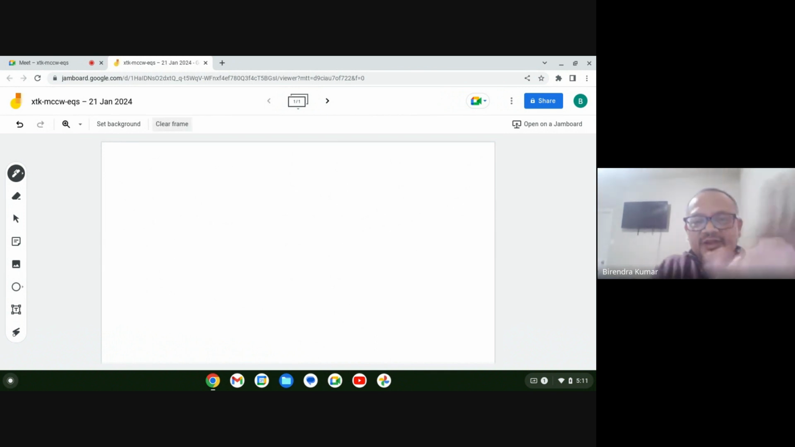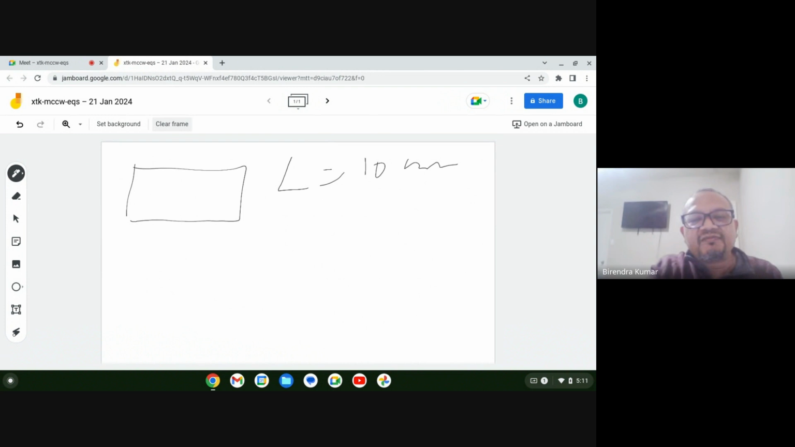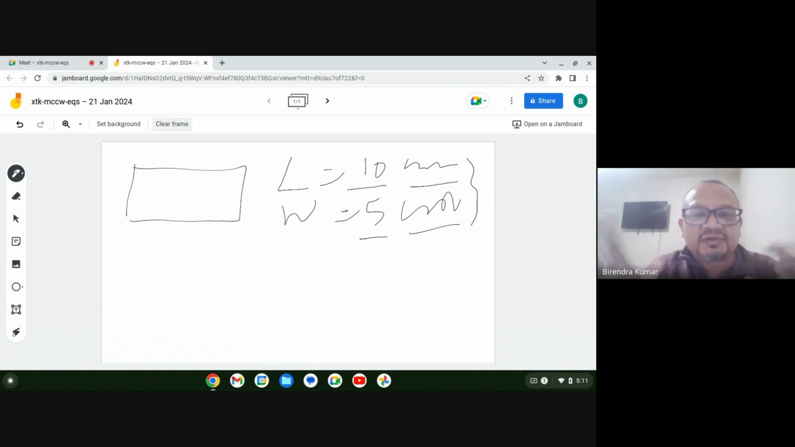Now, if I'm a student like you guys, I'll read the question this way: length is 10 centimeter, width is 5 centimeter. I will look at this number and I will look at this unit also. Make sure that I have both as same unit. If the units are different, something more needs to be done. So if I see that length is 10 centimeter, width is 5 centimeter, then one thing is sure, units are the same.